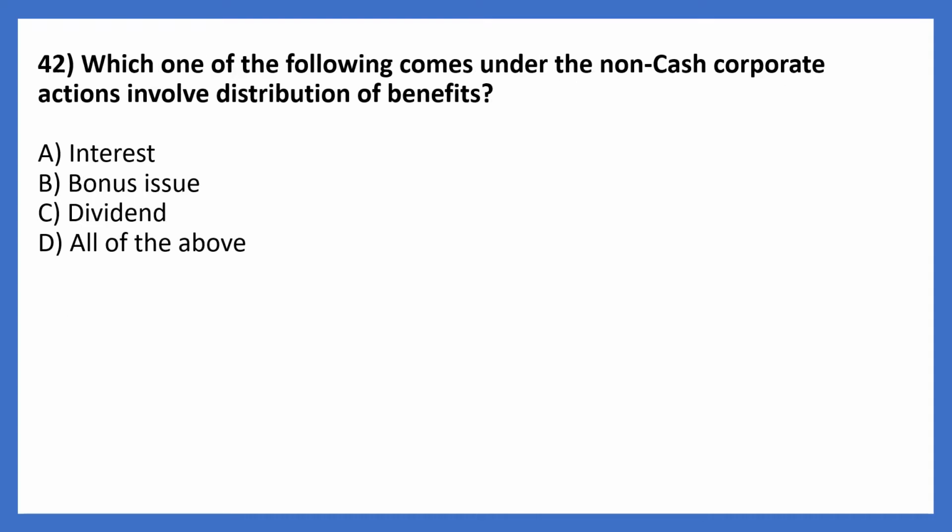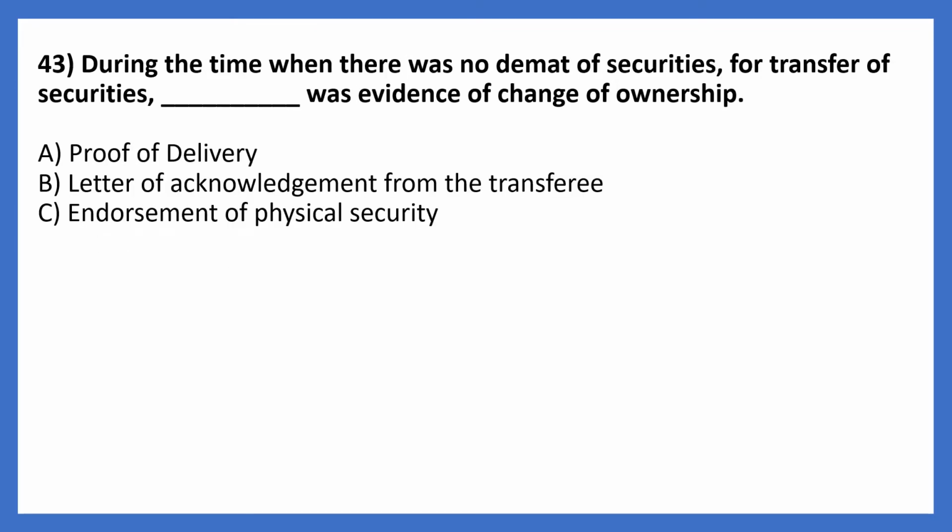Next question. Which one of the following comes under the non-cash corporate actions involving distribution of benefits? Option A, interest, option B, bonus issue, option C, dividend, and option D, all of the above. The correct answer is option B, bonus issue. During the time when there was no demat of securities, for transfer of securities, which one was evidence of change of ownership? Option A, proof of delivery, option B, letter of acknowledgement from the transferee, option C, endorsement of physical security. The correct answer is option C, endorsement of physical security.